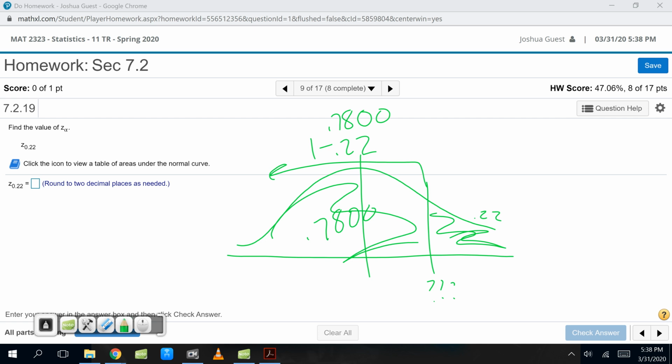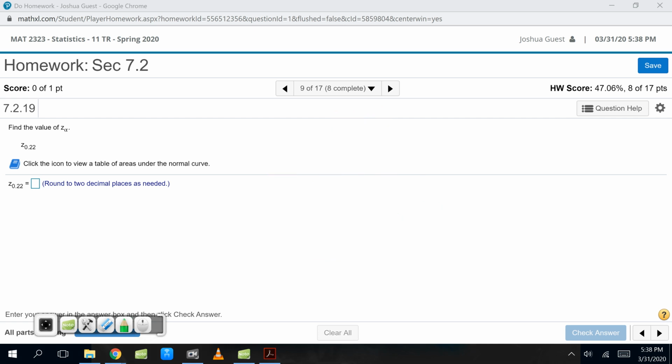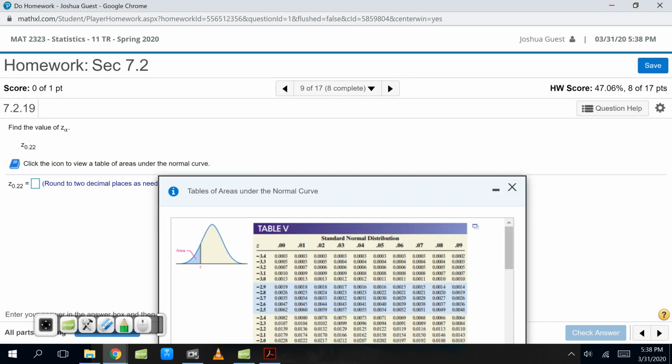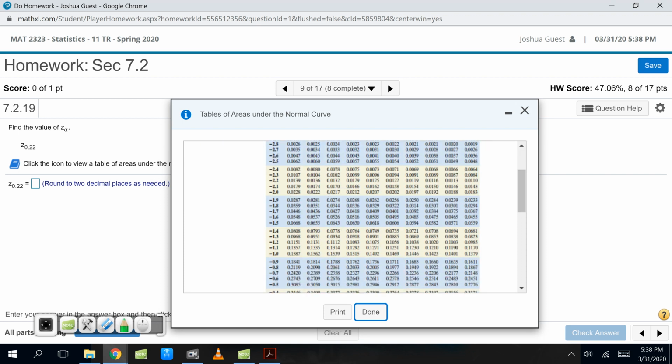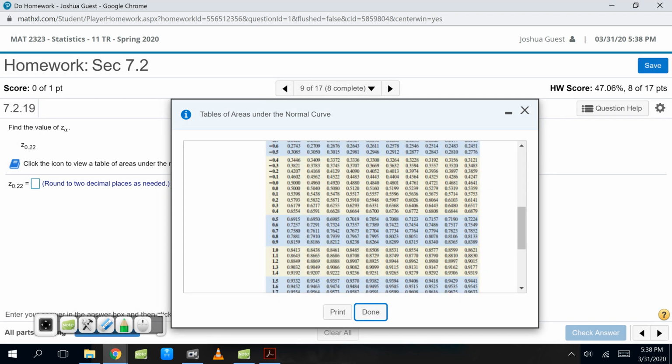So we've got to look up 0.7800 in our table and read the z-score. We're going backwards again, from what we started out doing. So let's open our table up and look for 0.7800. Here we go. They're in between that, right?